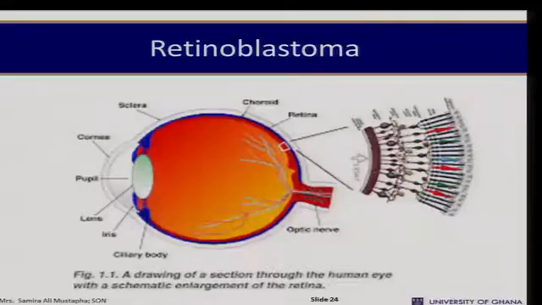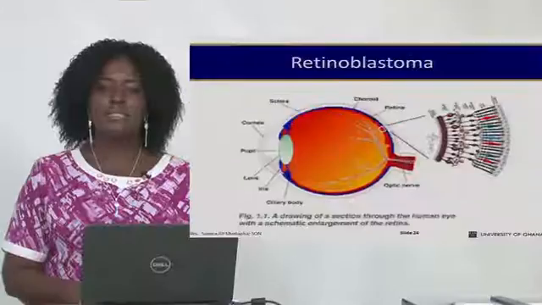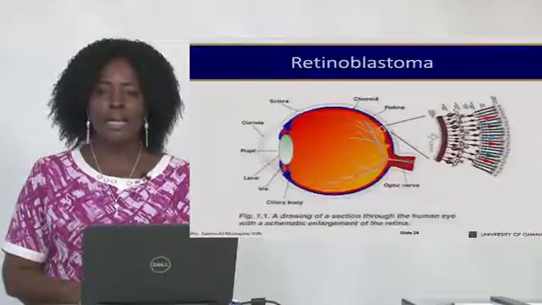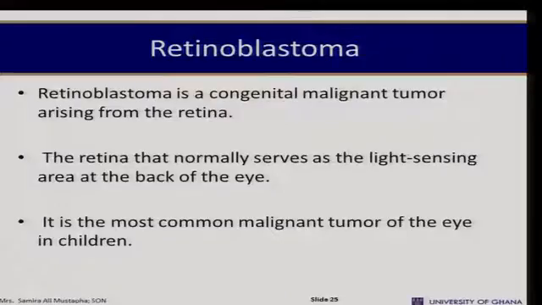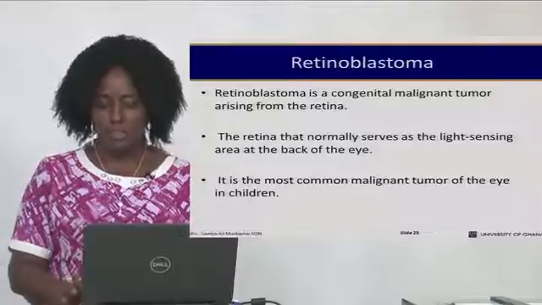retinoblastoma. So you see that retinoblastoma is a tumor that affects the retina, and as you can see the retina in the picture depicted, it is the light sensing structure in the eye. Retinoblastoma is a congenital malignant tumor arising from the retina. It can also come over time in some growing children, but it is the most common tumor found in children.